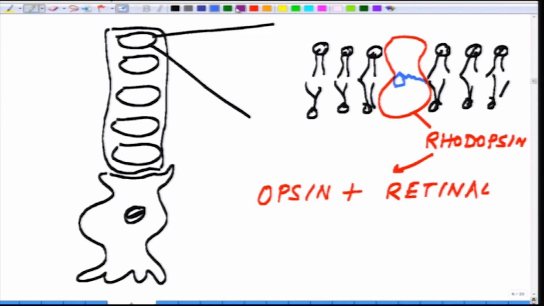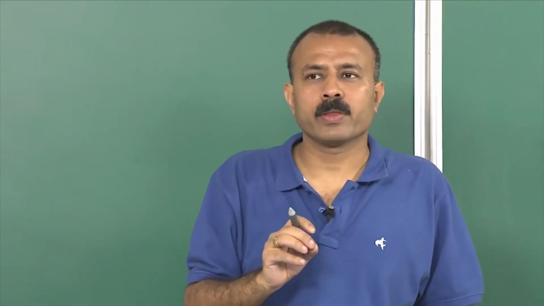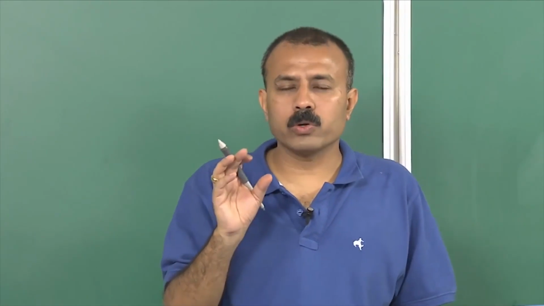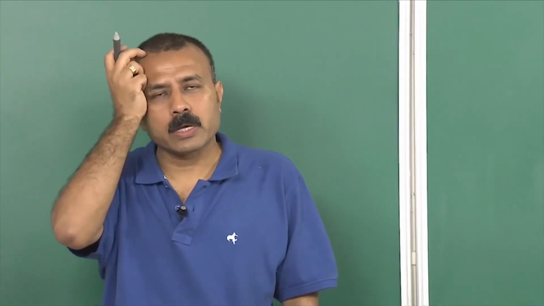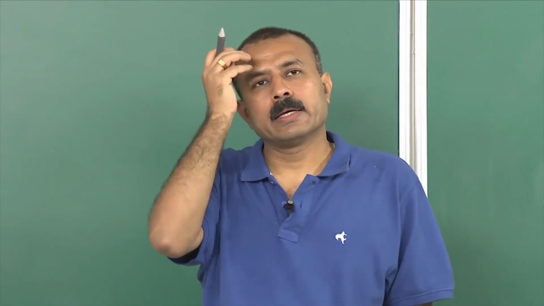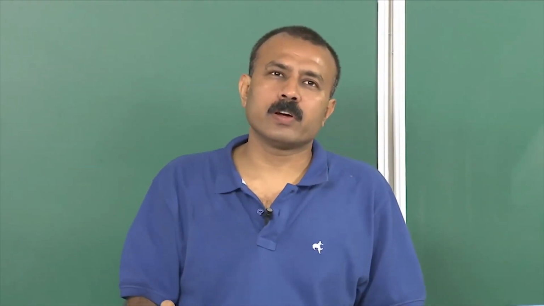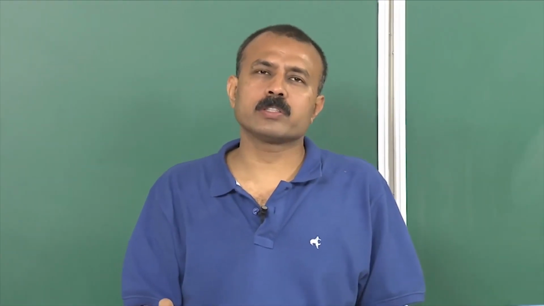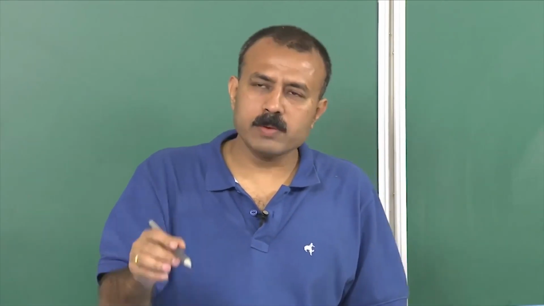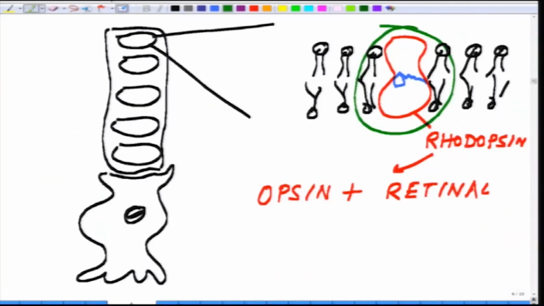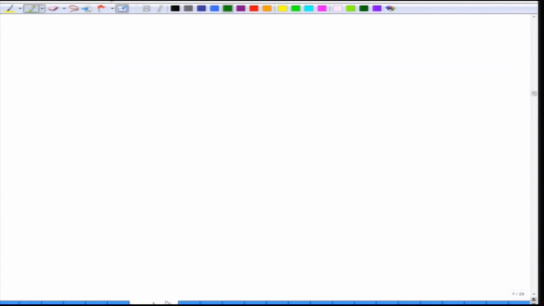So, this is the key molecule which receives the light. This is a light sensitive protein. It has variants, of course, which ensure how it will function at different intensities and with different wavelengths. So, this key molecule, we will be talking about what exactly happens with this molecule in the next slide.